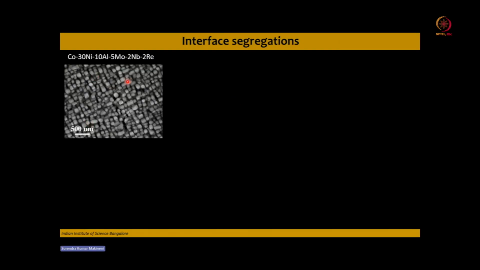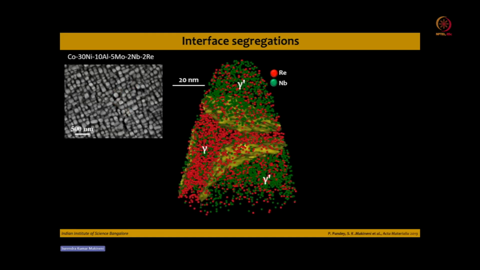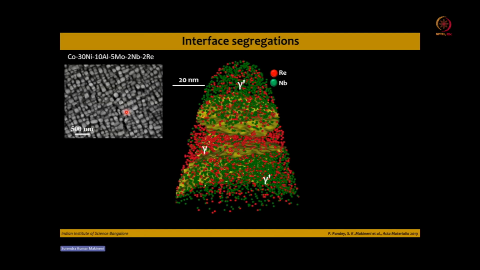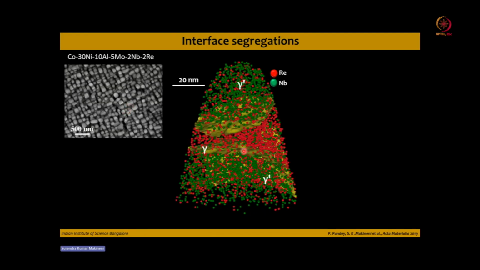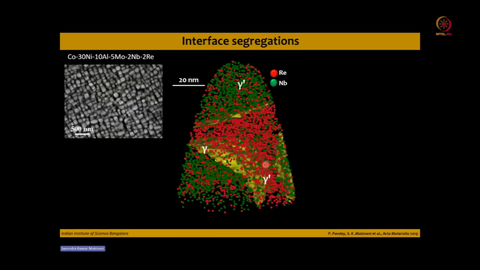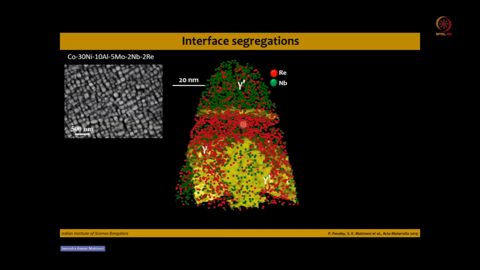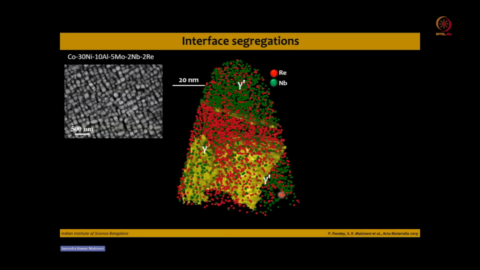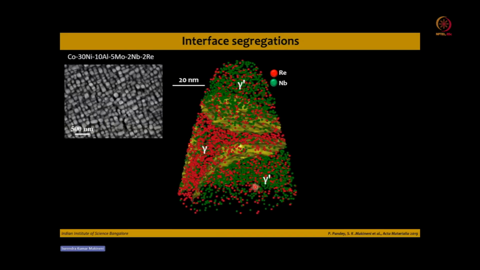Here you can see that there is an alloy where the rhenium is added, and these are not perfect cuboidal shaped precipitates. These are round cornered shaped precipitates. Now, if you do the atom field evaporation, you can see the distribution of rhenium atoms and the niobium atoms. Rhenium is partitioned to the gamma phase, while the niobium is partitioned to the gamma prime phase.